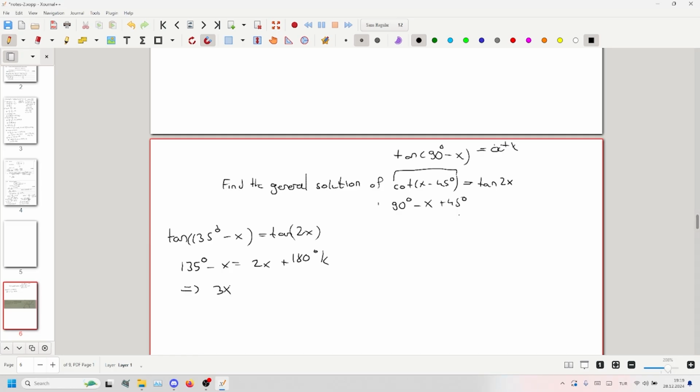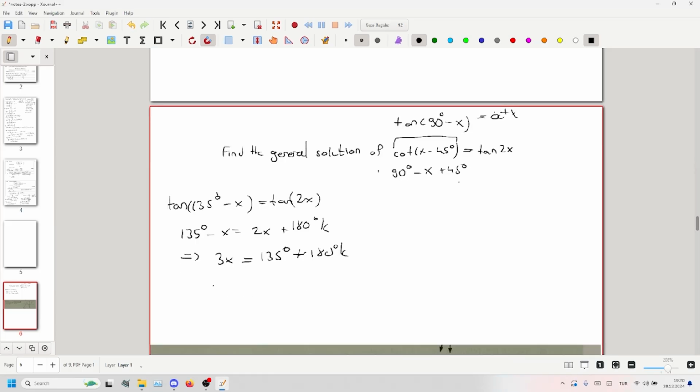So you can throw 3x this side. So 3x is equal to 135 minus 180 degrees k. Now here remember that k is just an arbitrary integer, so I can just switch this minus with a plus, doesn't matter. So if you divide by 3, you get that x is equal to 45 degrees plus a multiple of 60 degrees. And this is the general solution of this equation.